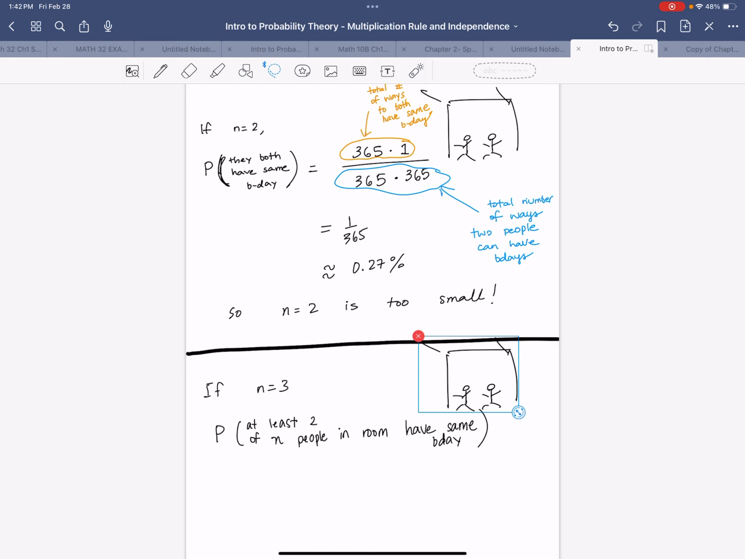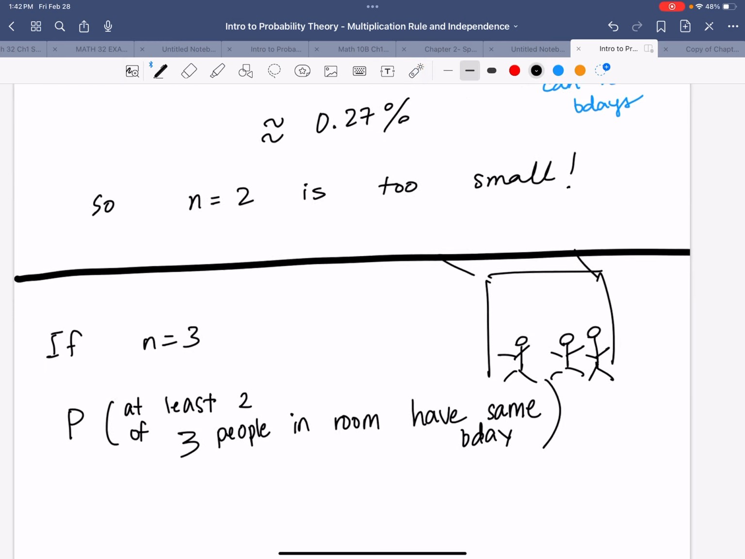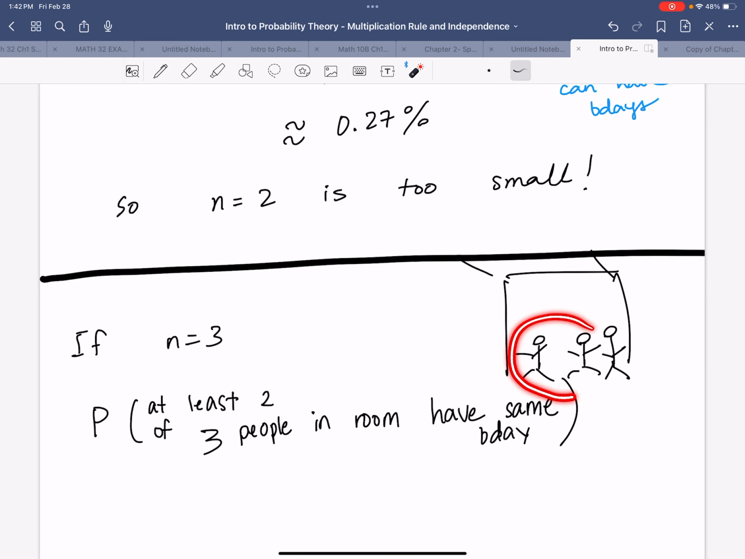And so let's add a third person. We want to know the probability that at least 2 of the 3 people have the same birthday. So maybe these two have the same birthday. Maybe these two have the same birthday. Maybe these two have the same birthday.